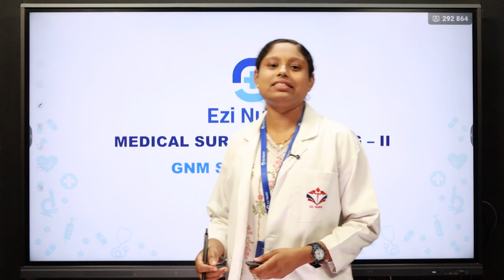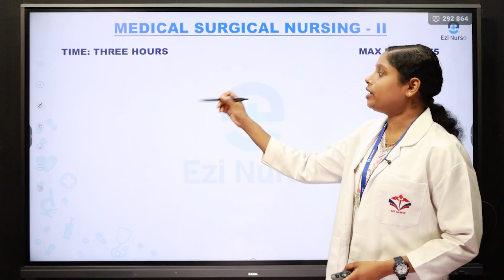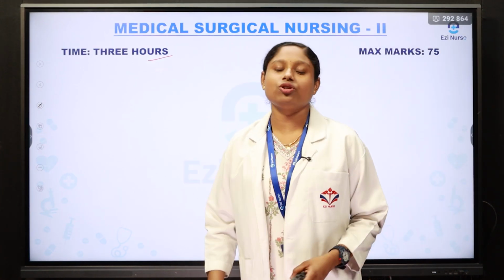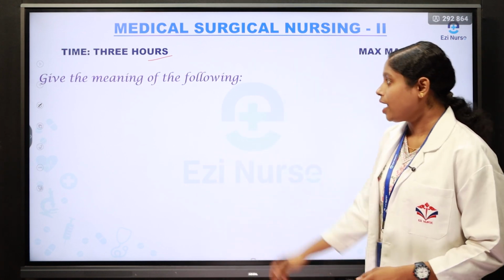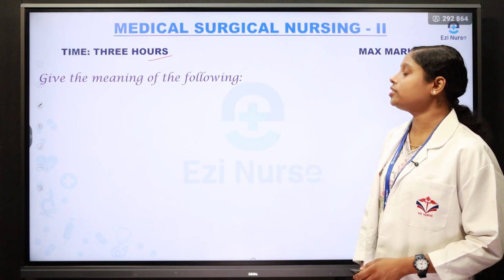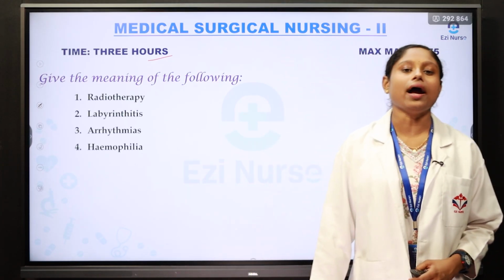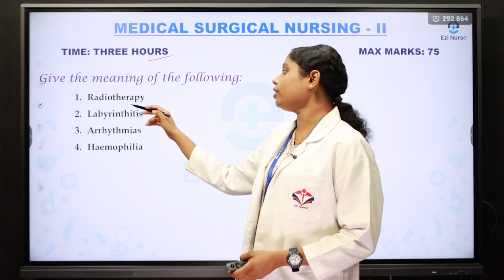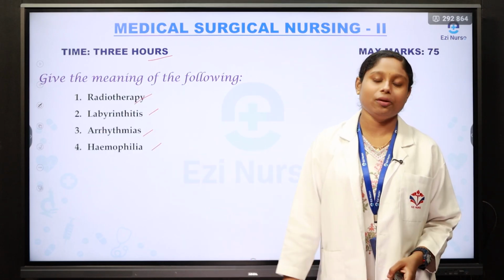First we will see the pattern of the questions. It is a 3-hour exam. You have 3 hours to write and you will get a maximum score of 75 marks. The first category of questions is give the meaning of the following words. You'll get 4 words to write the meaning or definition. Here the questions are radiotherapy, labyrinthitis, arrhythmias and hemophilia.